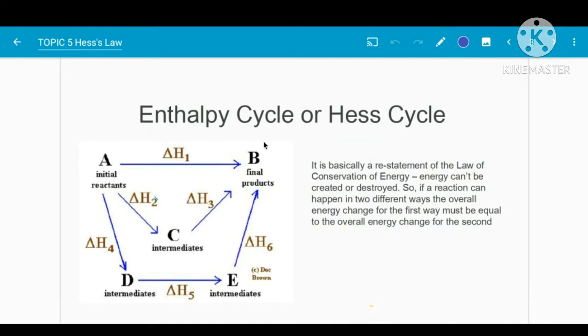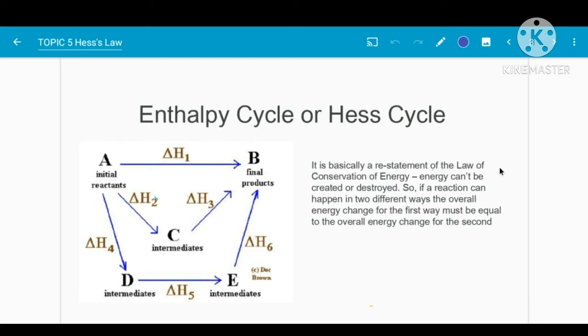So this is an enthalpy cycle, or another name is Hess cycle. It is basically a restatement of the law of conservation of energy, which is that energy cannot be created or destroyed. So if a reaction can happen in two different ways, the overall energy change for the first way must be equal to the overall energy change for the second.